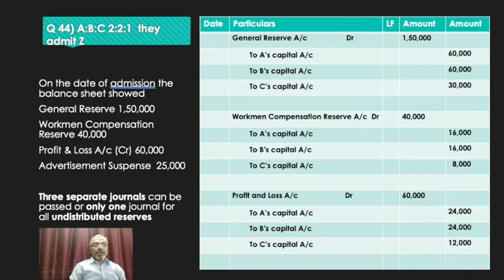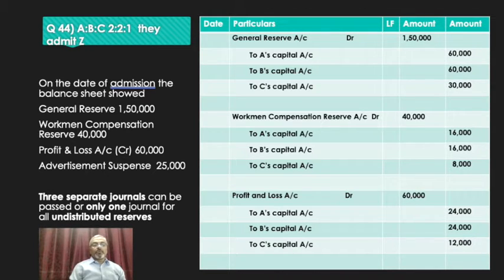So 1,50,000 divided by 5 into 2 would give 60,000. This would be given to A and B both, and 30,000 would be given to C. So you can see the journal entry, that is general reserve account debit 1,50,000 to A's capital account 60,000, to B's capital account 60,000, to C's capital account 30,000. This is the first journal entry.